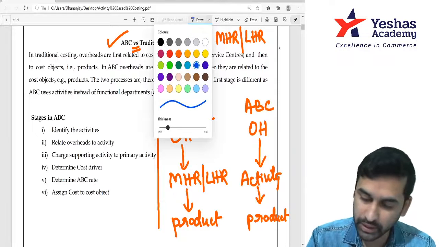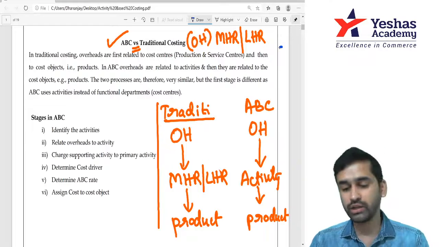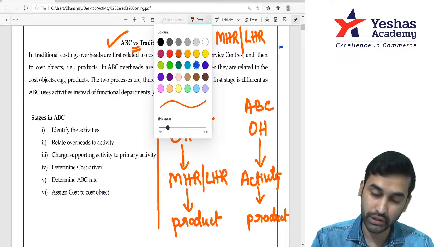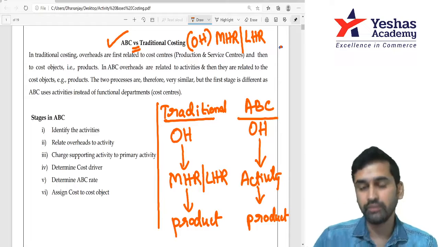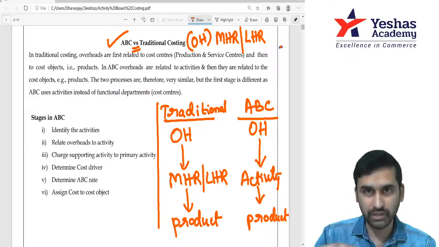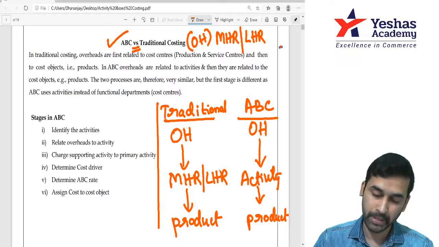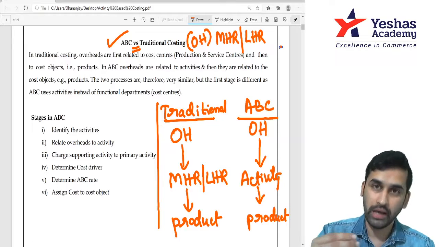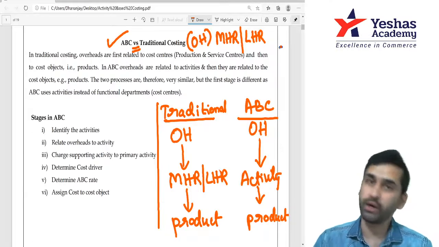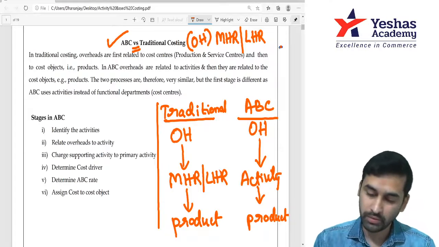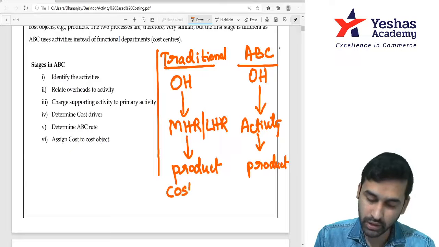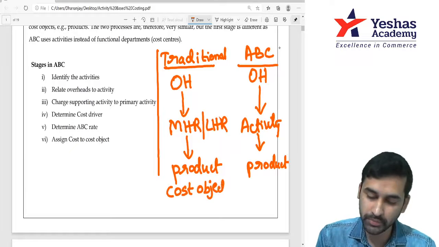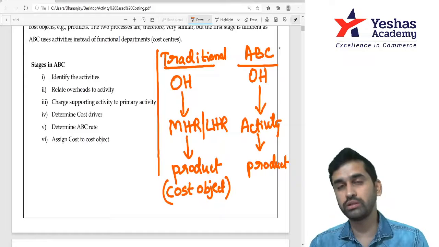I will wait for 1 minute. Please make a note of it. In the traditional method, you can write it the way I have written. Overhead is connected to MHR or LHR, and then it is connected to product. Product is how we can understand it, but product is called what? Cost object.